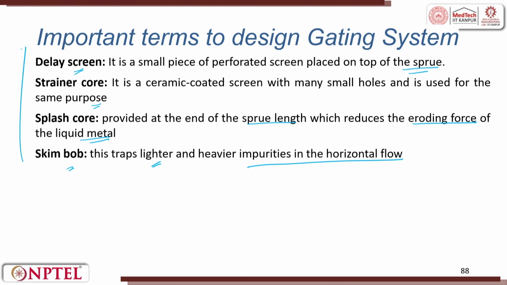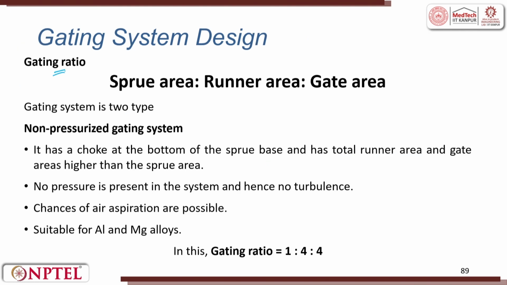So, all these things are doing a similar function, like bringing in smooth flow and stopping unwanted elements from entering inside, and it also tries to have a uniform flow. So, there is something called a gating ratio. The gating ratio is always written as sprue area to runner area to gate area.